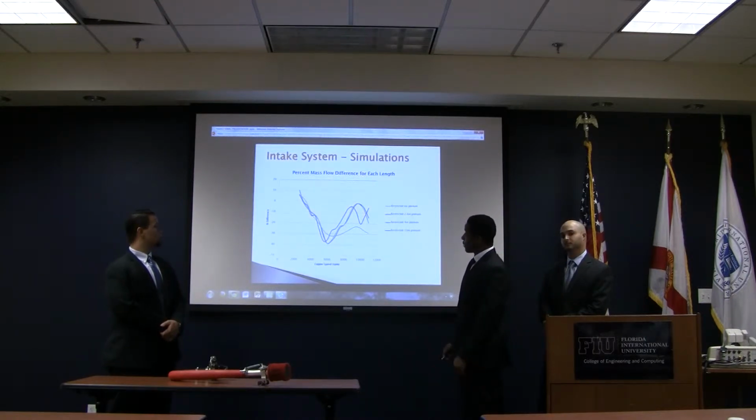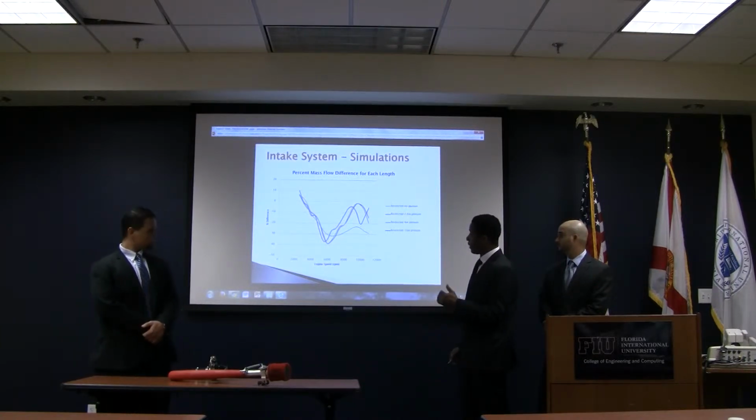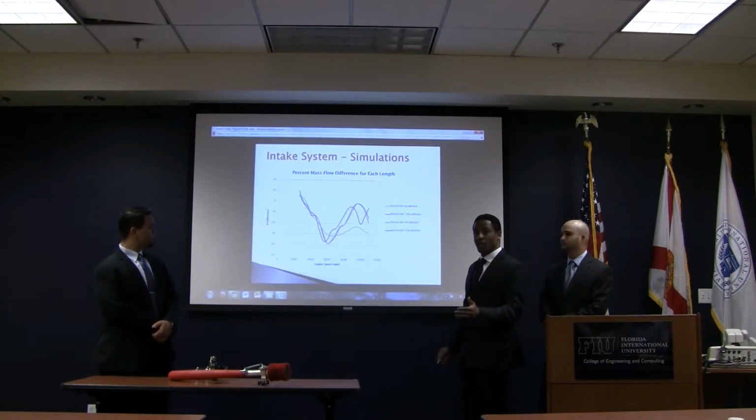This graph shows the percentage of mass flow difference between the different plenum models and the unrestricted engine. As you can see, there's about a 25 to 30% decrease in mass flow from 7,000 to 11,000 RPM. And with our modified plenums, we've increased the mass flow in the same range by about 15%.